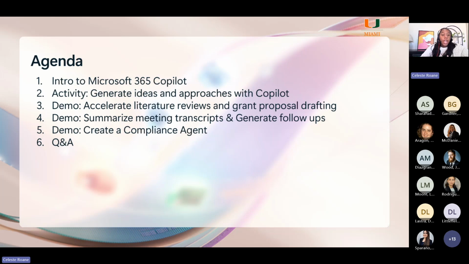And then we'll go into an activity to get us into both Copilot chat and the researcher agent. We'll do that together. Go through 3 demonstrations. I will use a couple of different Copilot applications or M365 applications with Copilot embedded in them. We will go through accelerate literature reviews and grant proposal writing, summarize meeting transcripts and generate follow-ups, and then create a compliance agent. And then we will open up for Q&A at the end.